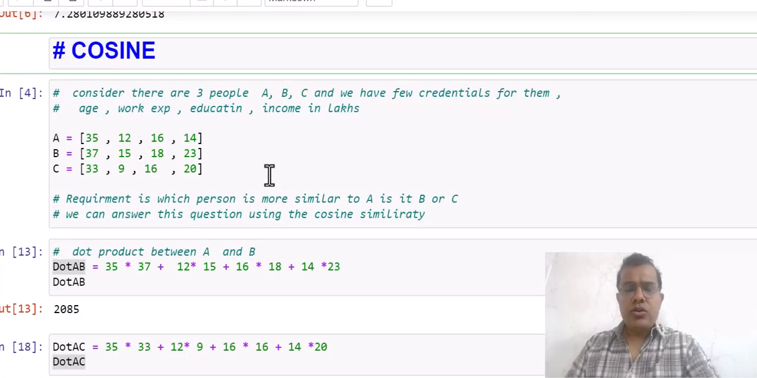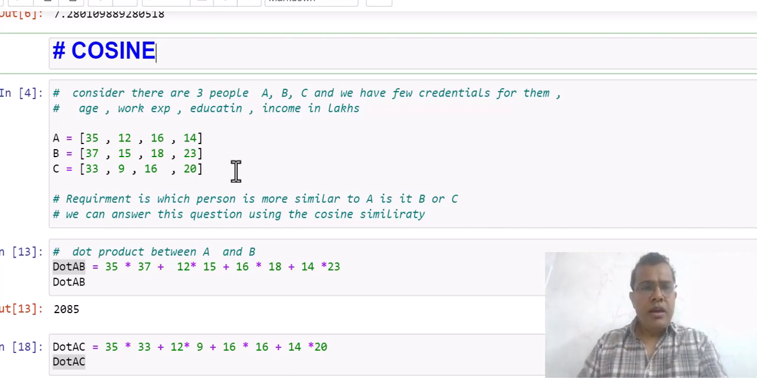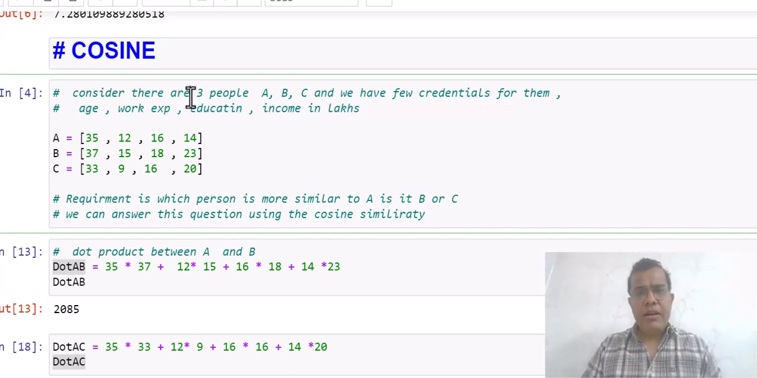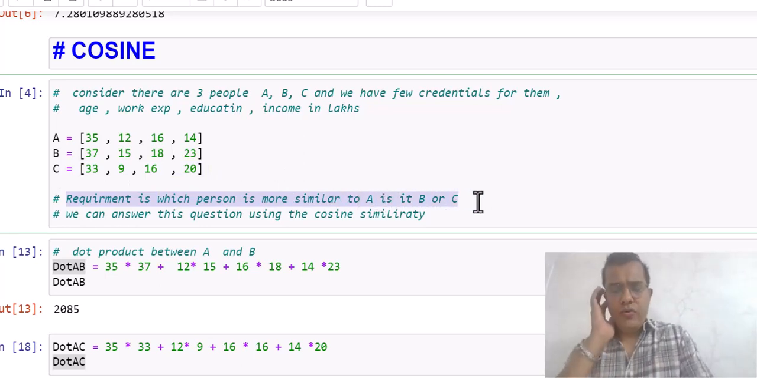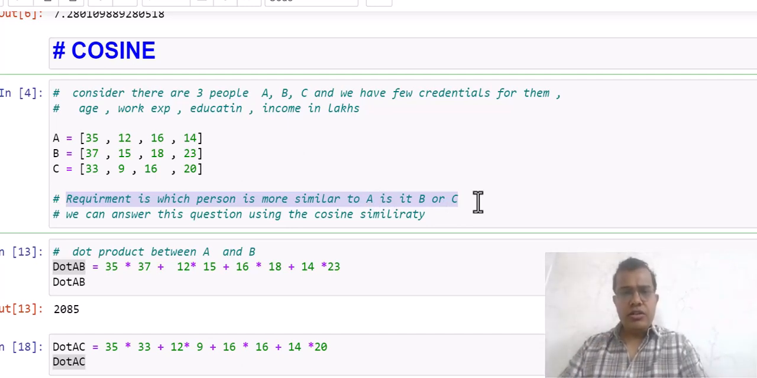But in order to explain how cosine similarity works, I have taken a small use case. Let's consider that there are three people, person A, person B, and person C. I have taken a few credentials of them: age, work experience, education, and income in lakhs. Person A is of age 35, his experience is 12, he has done graduation, and income is 14 lakhs. Same for person B and person C. My requirement is to find which person is more similar to A. Is B more similar to A or is C more similar to A?